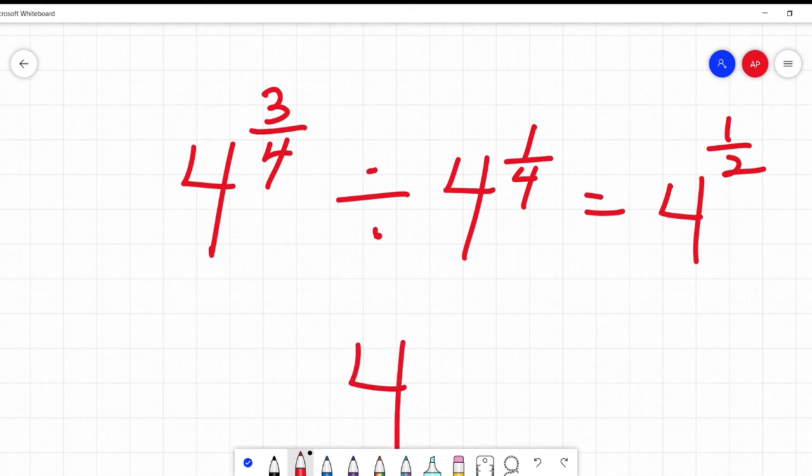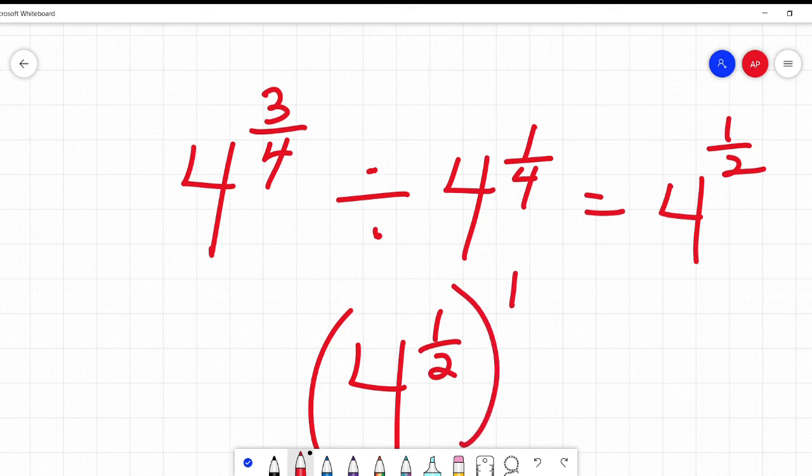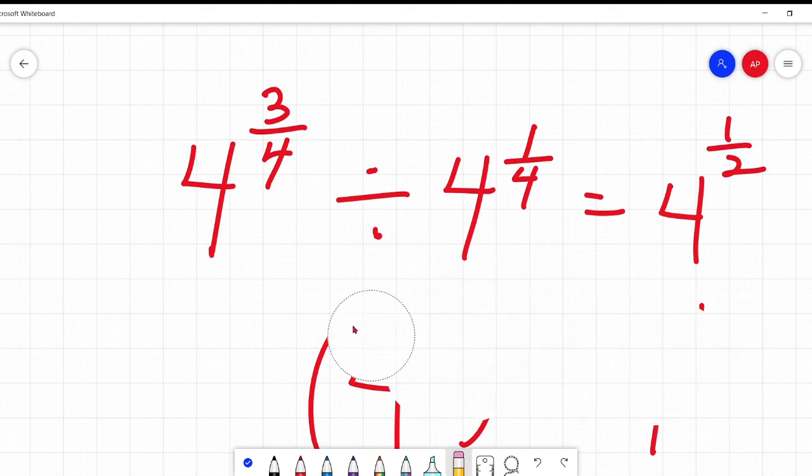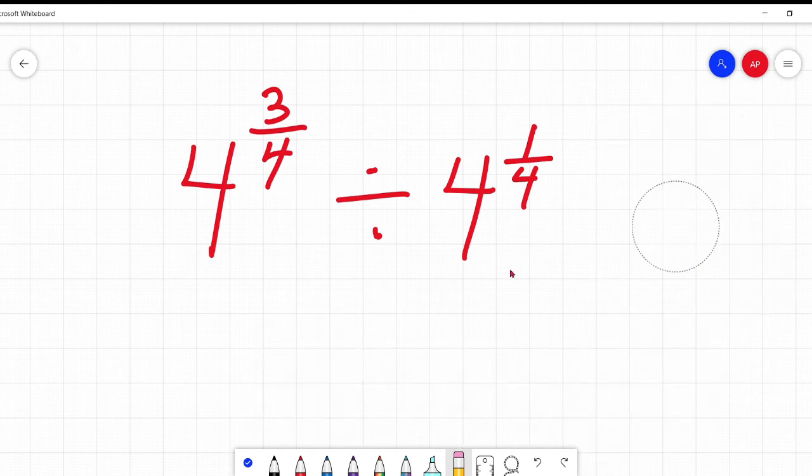Additionally, if we had a power to a power, and it was 4 to the power of 1/2 to the power of 1/3, it's the same rule. We multiply those when it's power to a power. 1/2 times 1/3 is 1/6. Same rule. Okay. So all these things still obey the same rules.